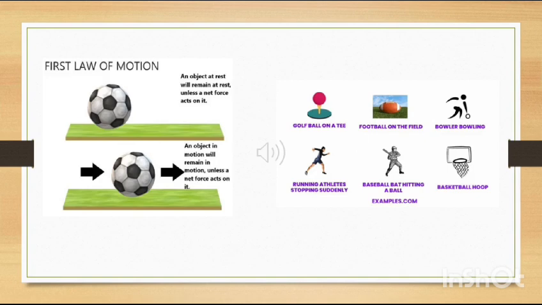Inertia is the natural tendency of an object to remain in a state of rest or in uniform motion. The examples for the first law of motion can be seen in the above picture. An object at rest remains at rest unless an external force acts on it. A golf ball on a tee is an example of the first law of motion.